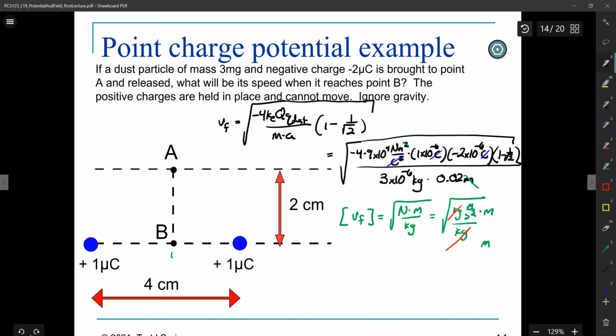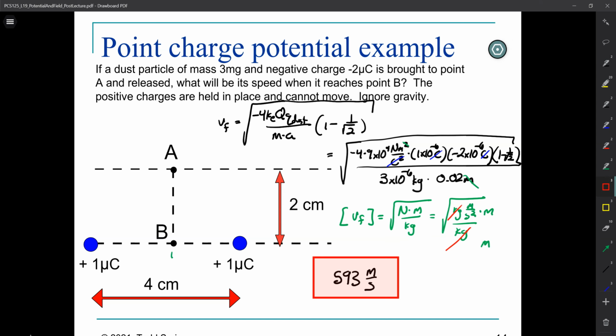Plug in the numbers, I get 593 meters per second. So there's an example involving conservation of energy, dealing with the electric potential from point charges.